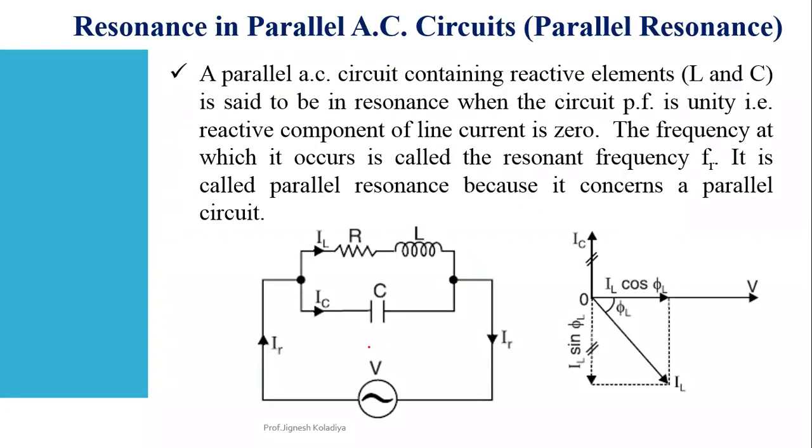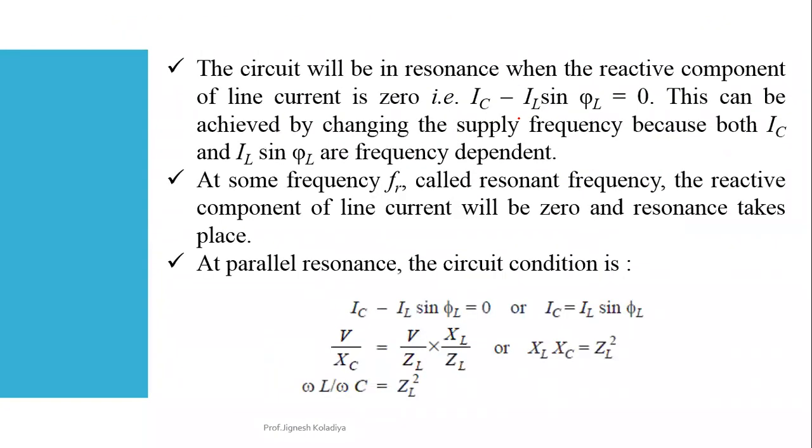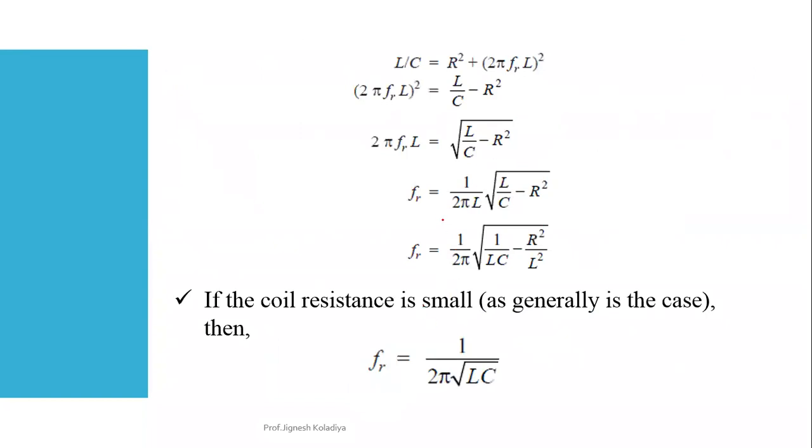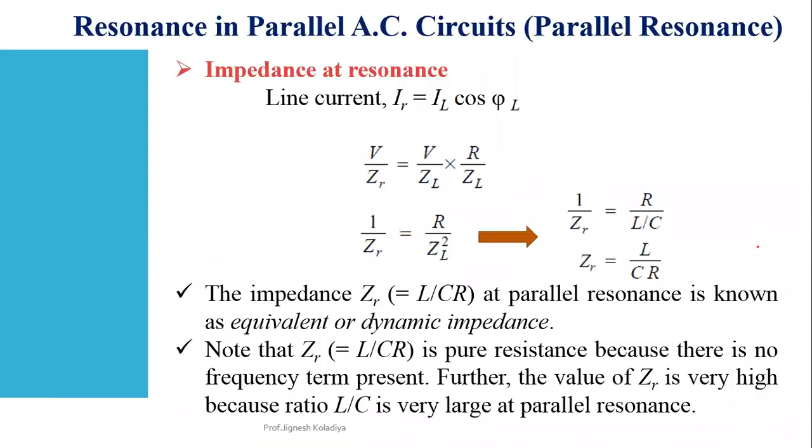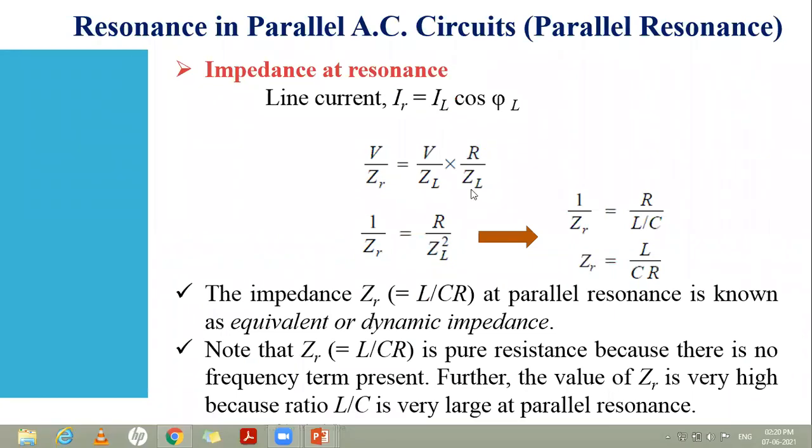So this is the parallel resonance condition, then the frequency equation Fr is equal to 1 upon 2 pi under root 1 upon LC minus R square by L square. Then we have seen these parameters in the parallel resonance, like impedance at resonance.